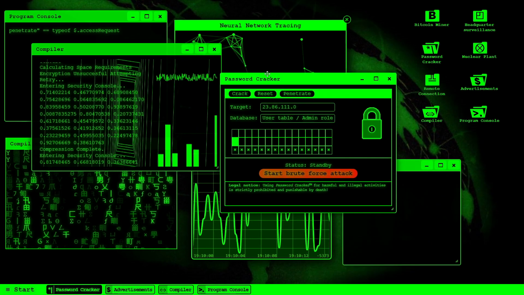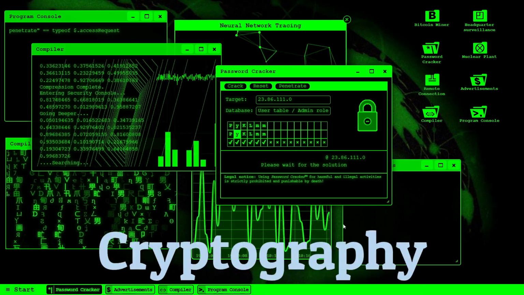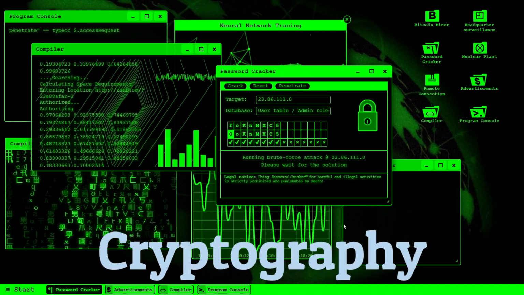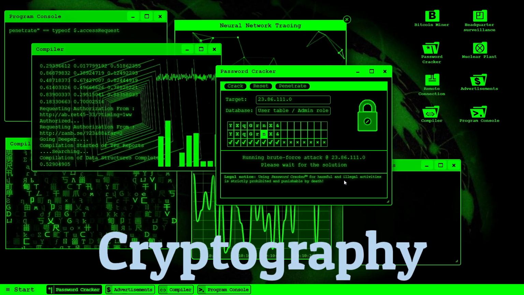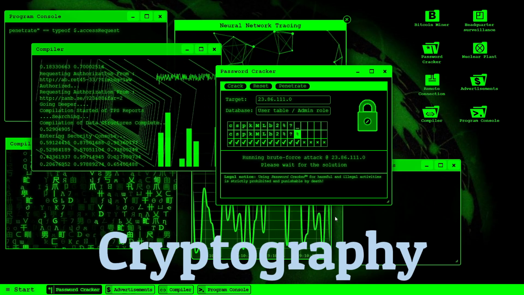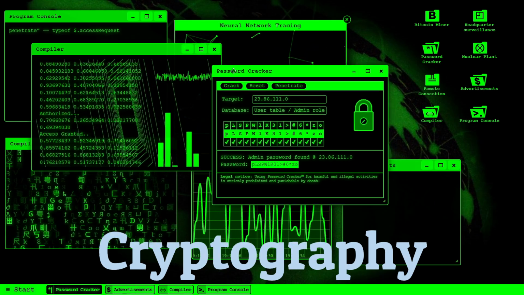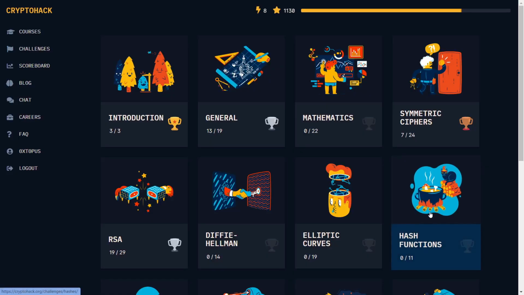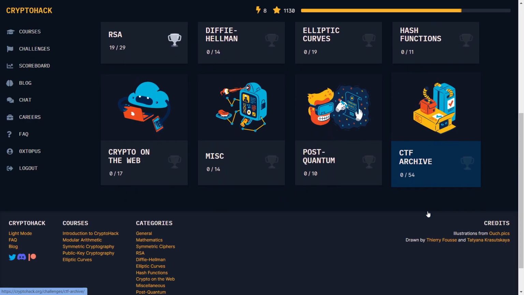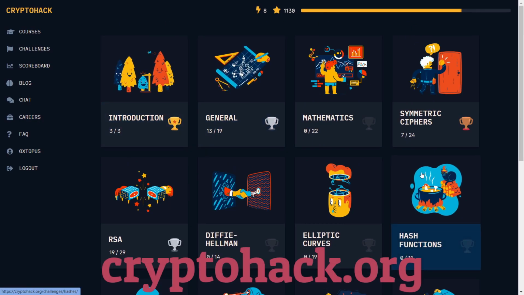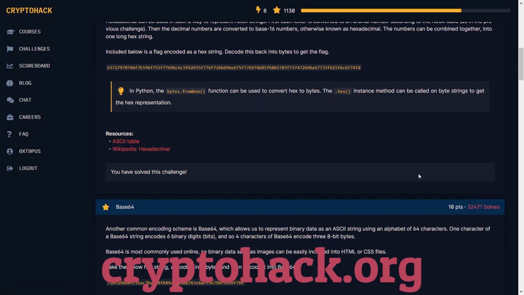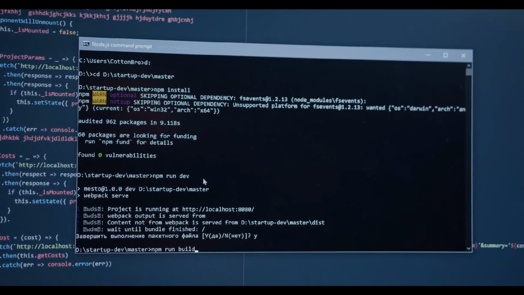The second category will be cryptography, where an encryption algorithm will be given to the competitors, and the goal will be to find any vulnerability or any weakness in the implementation of the algorithm to decrypt the given data without the key or passphrase. The best resource to practice the cryptographic algorithm will be CryptoHack, where you will find different courses and challenges related to cryptography.